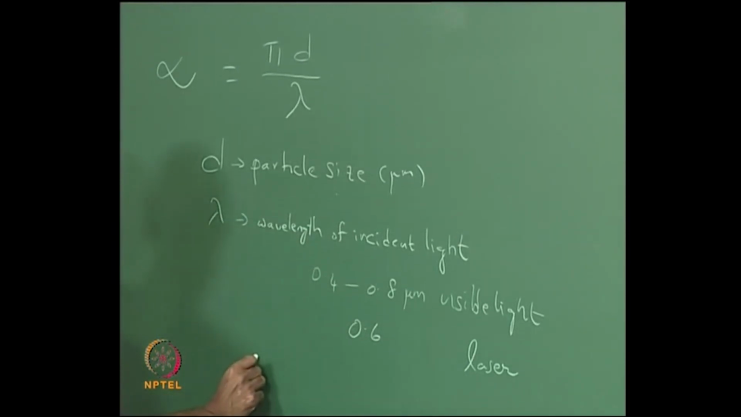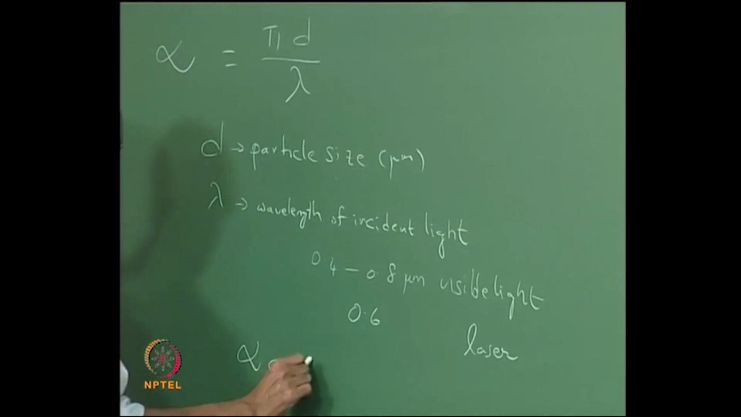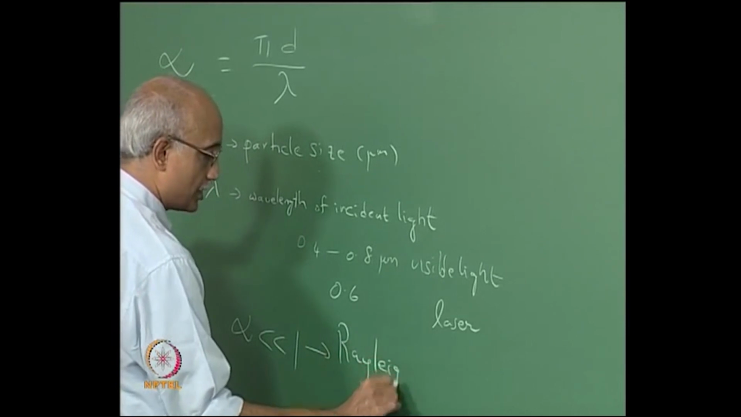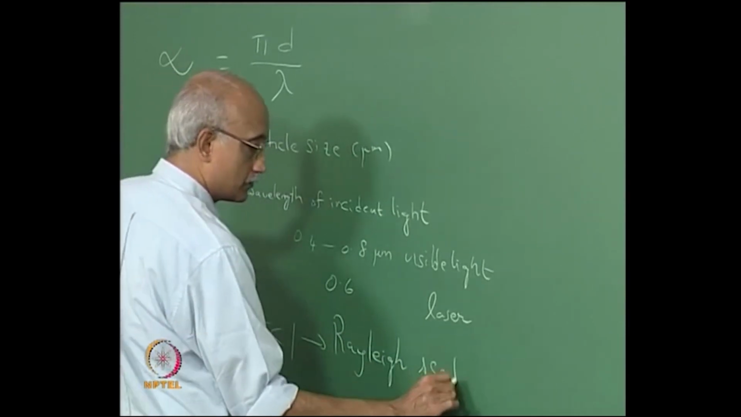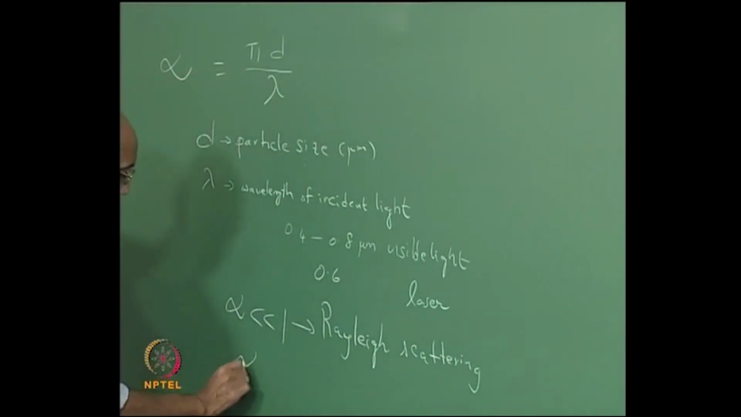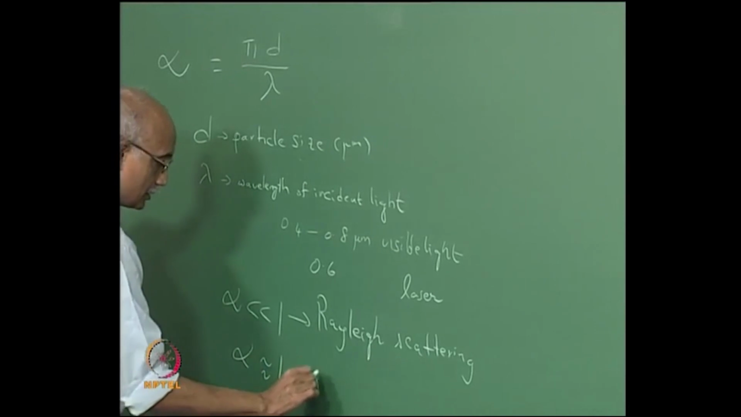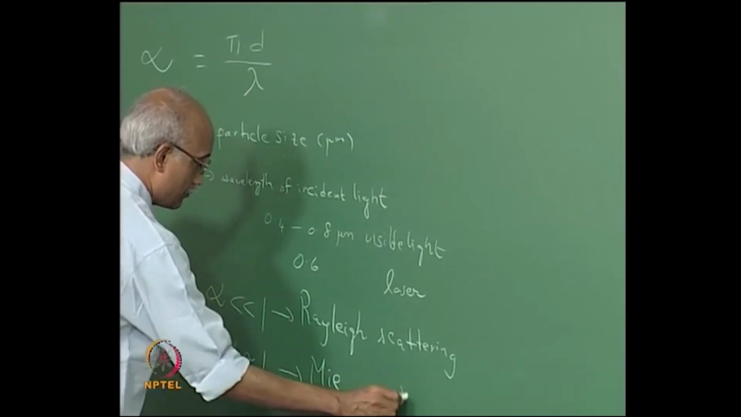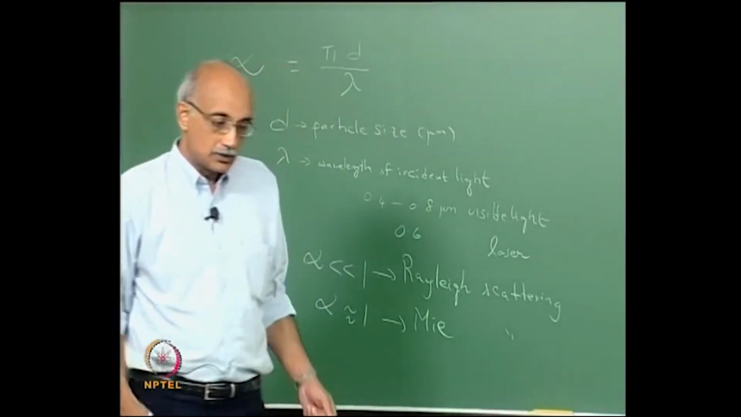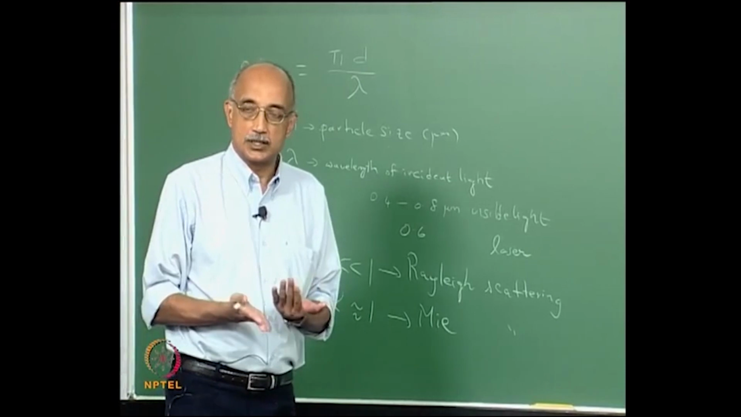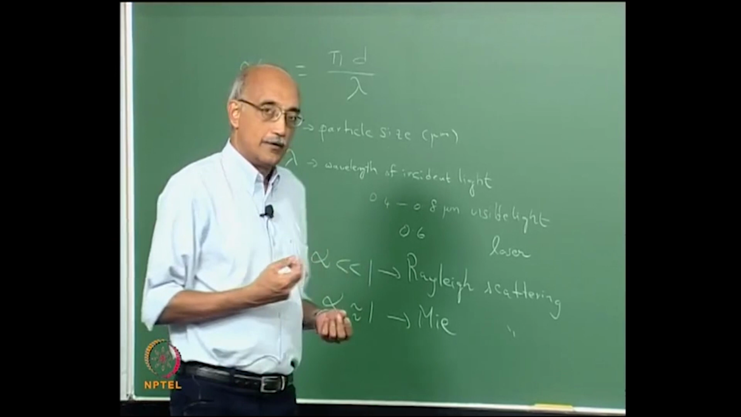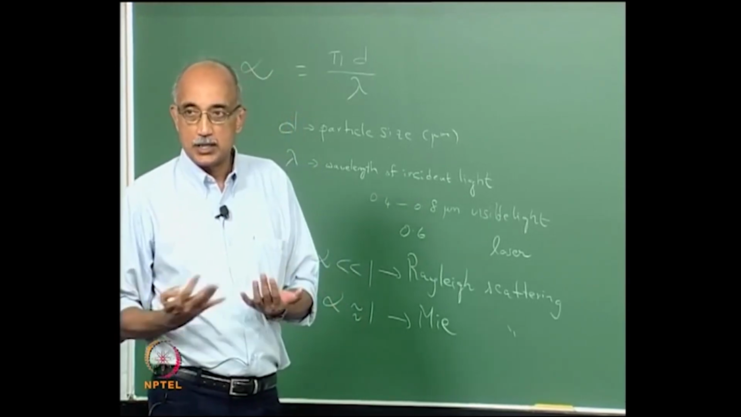When this parameter alpha is much smaller than 1, this is called the Rayleigh scattering regime. When alpha is of the order of 1, this is called the Mie scattering regime. And it turns out that the laws that govern scattering of incident light vary greatly depending on whether you are in the Rayleigh regime of scattering or in the Mie scattering regime.